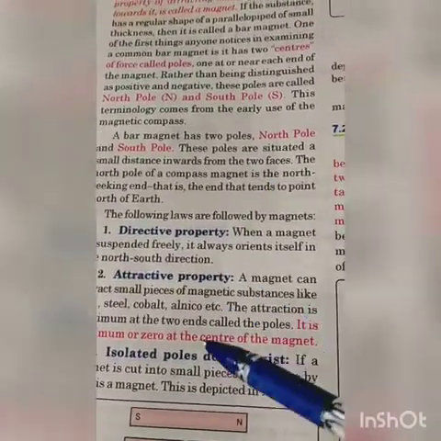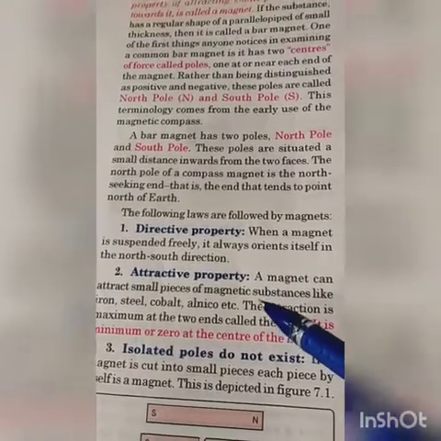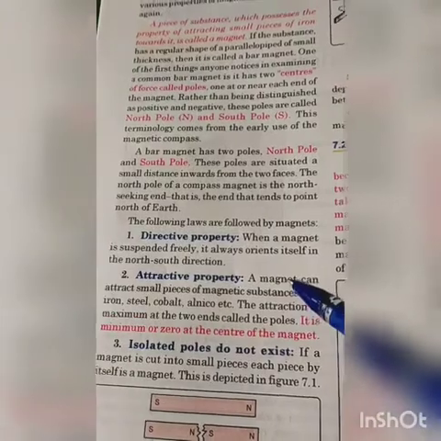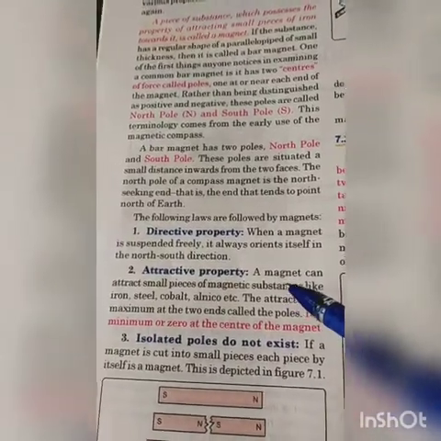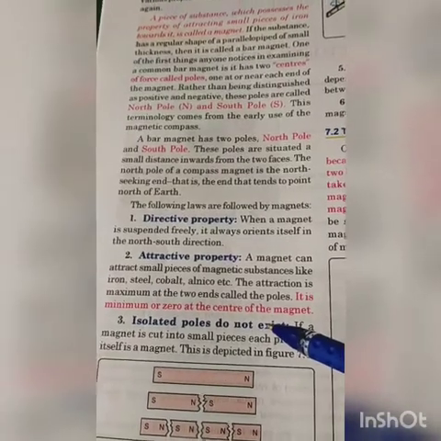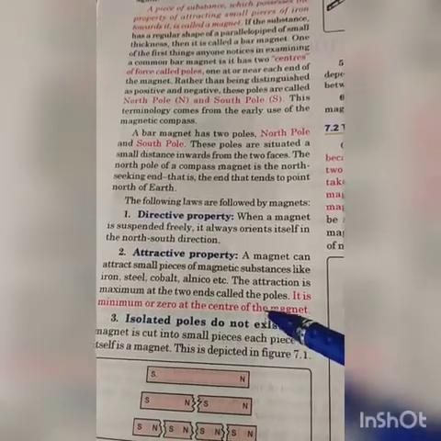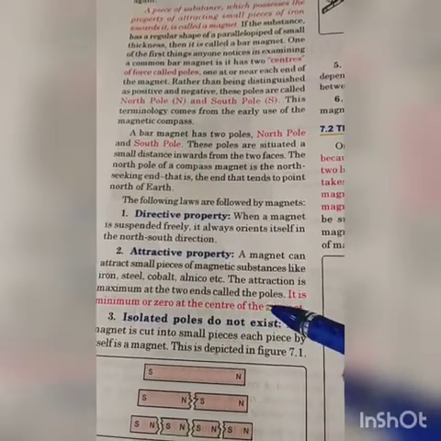Now, attractive property. I've already explained. It has maximum strength at the ends, which are called poles, and it is almost zero at the center of the magnet.